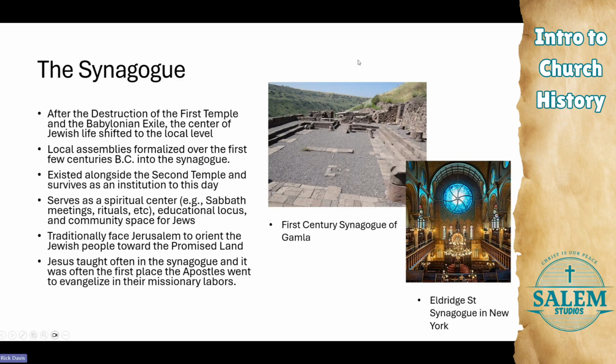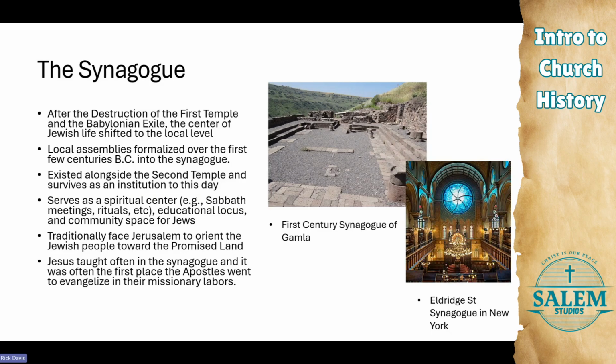Here's an example of a first century synagogue over here in the northern Israeli town of Gamla. This is, once again, kind of a ruin, but it gives us an idea of the scale of the synagogue in the first century around the time of Jesus. And then here is a modern synagogue that's actually in New York City, and it's rather ornate. And so the synagogue has been a center of Jewish life from the time of the exile until today.